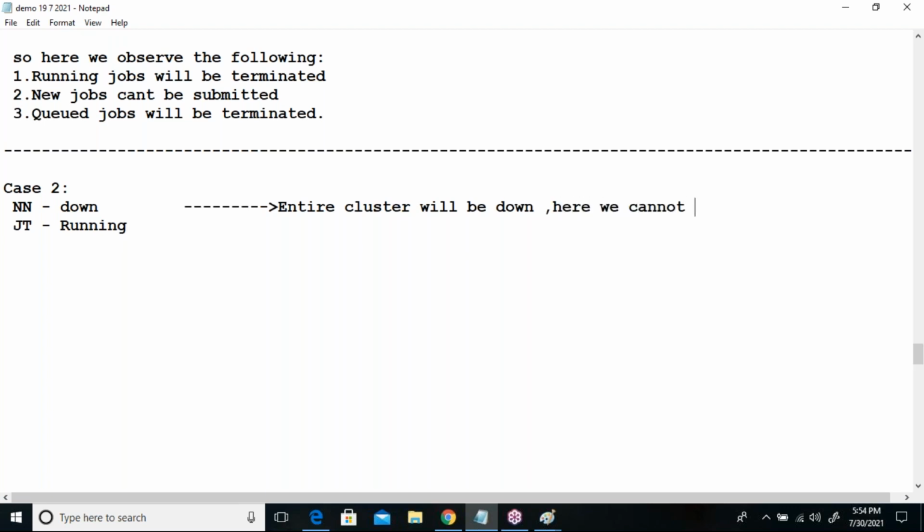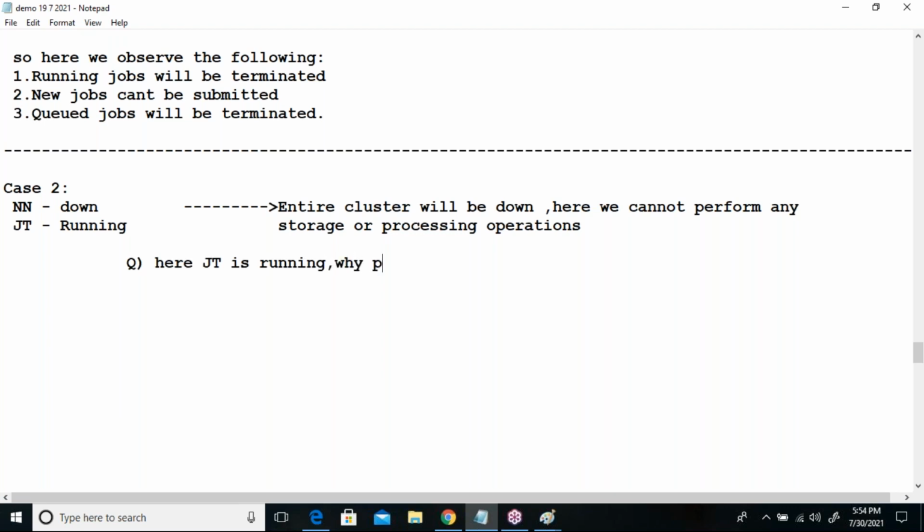Here we cannot perform any storage or processing operations. I've got a question here. A job tracker is running. Why can't processing operations be performed?